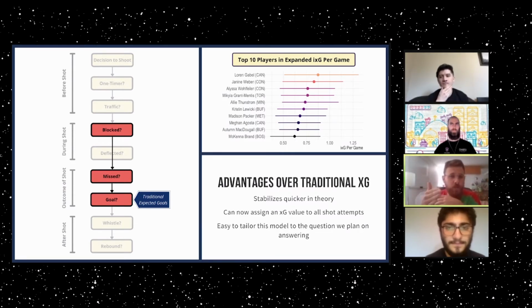And now, given that it is not blocked, in order to be a goal again, it needs to not miss the net. And we have another model which predicts, given that it was not blocked, what's the probability of it missing the net? And again, in order to score a goal, we need it to not be blocked and we need it to not miss the net. And so given those two things, we have our traditional expected goals model, which takes non-blocked, non-missed shots and figures out what the probability of them scoring is.